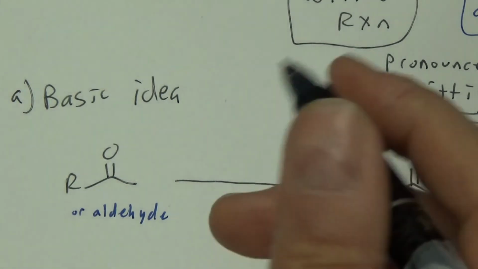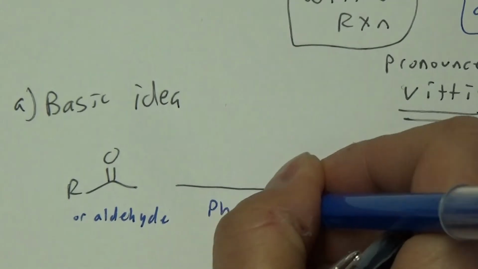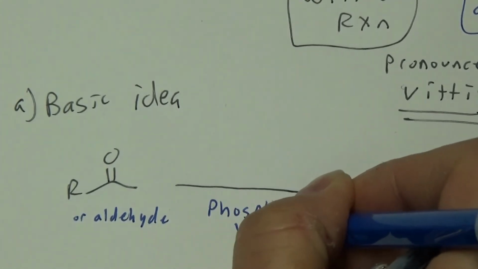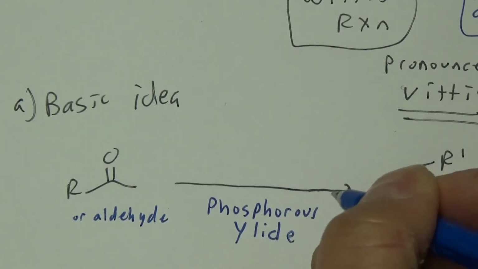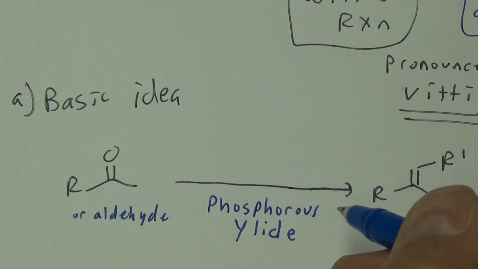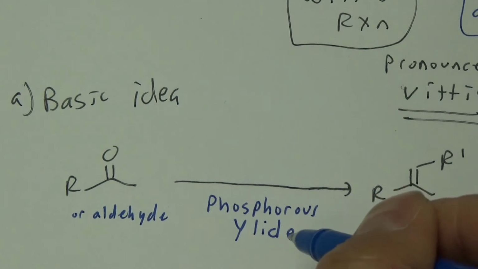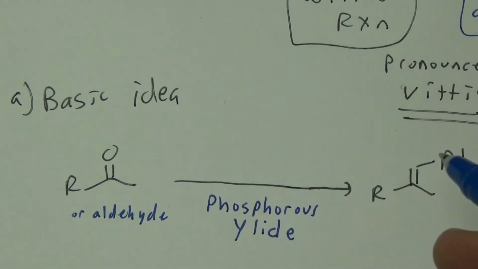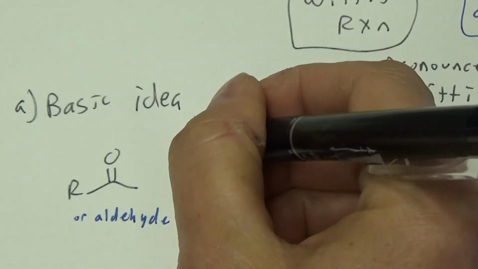This thing that we're going to add is called a phosphorus ylide, with a Y. Y-L-I-D-E. It's just a funny charged phosphorus thing, a phosphorus-based reagent. So what is the funny phosphorus ylide thing? The funny phosphorus ylide thing is this. And the mechanism is actually kind of cool and really simple.